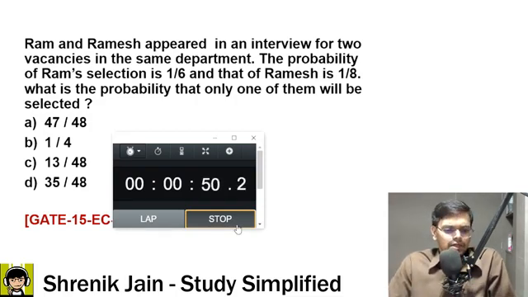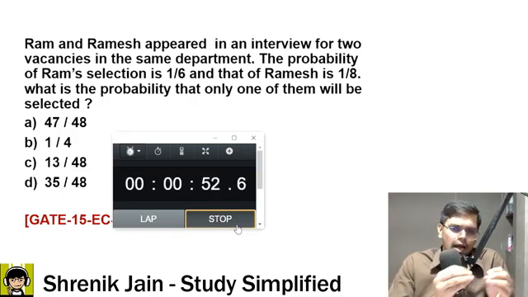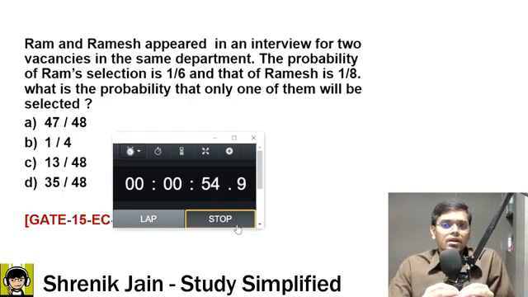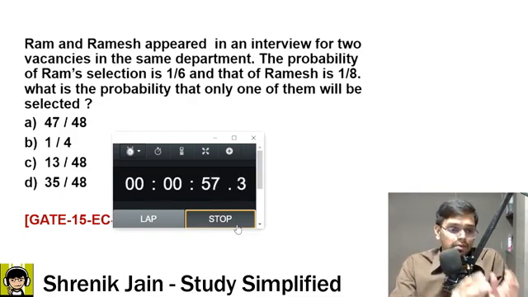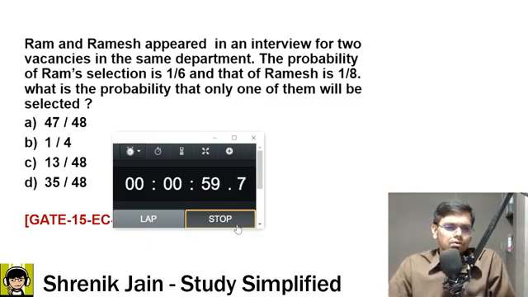Only one of them will be selected means what? Means when Ram is selected, Ramesh is not. Or maybe when Ramesh is selected, then Ram is not selected. Only 2 scenarios. Okay.